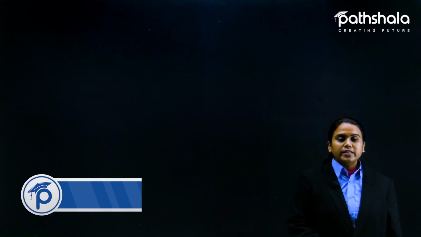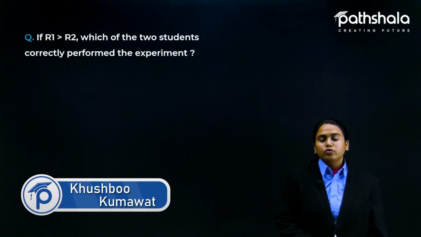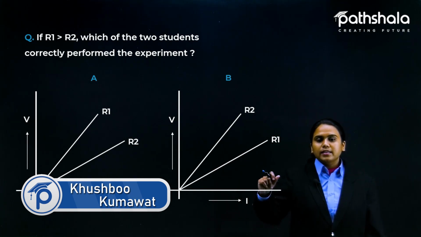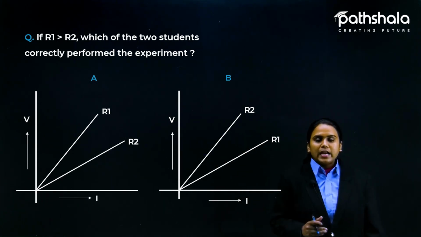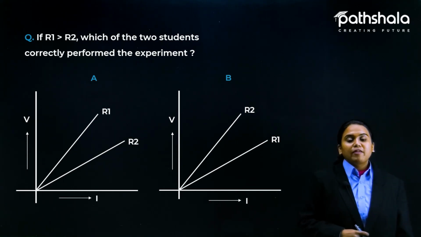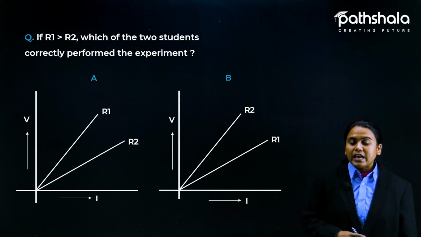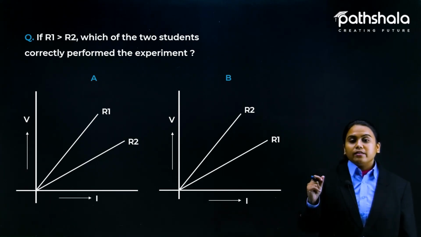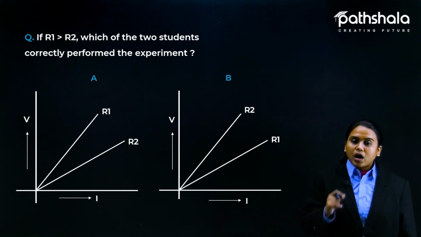Yes, so students, here is one graphical question for you. The question is like this. There are two students, A and B, and they have performed some resistance experiment. They have provided V as a voltage and I as a current. They have drawn the graph here, and R1 is greater than R2.